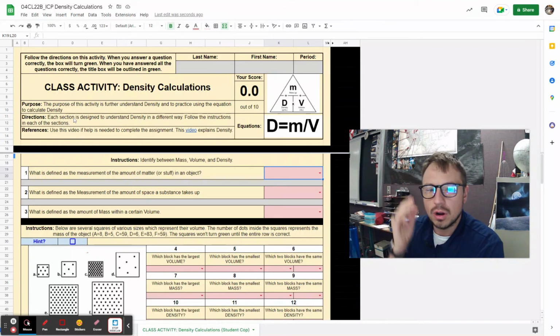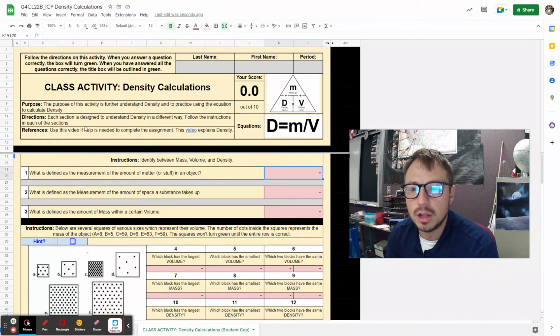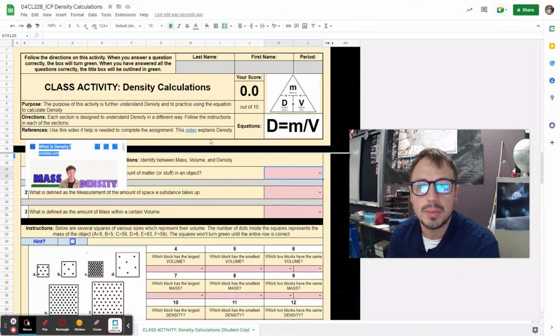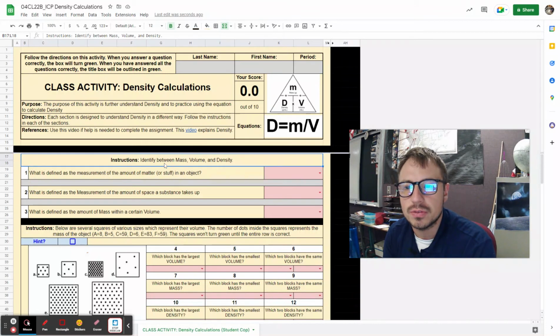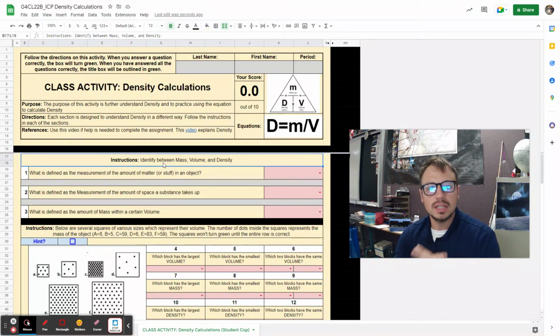Now, there are some videos. There's this video that will help you with some of the sections and do some of the problems and talk you through them. But there's also this video which will help explain what density is even further if you don't understand it. So let's just go over the first part. The first part is real easy. Just get some of those key terms out of the way.